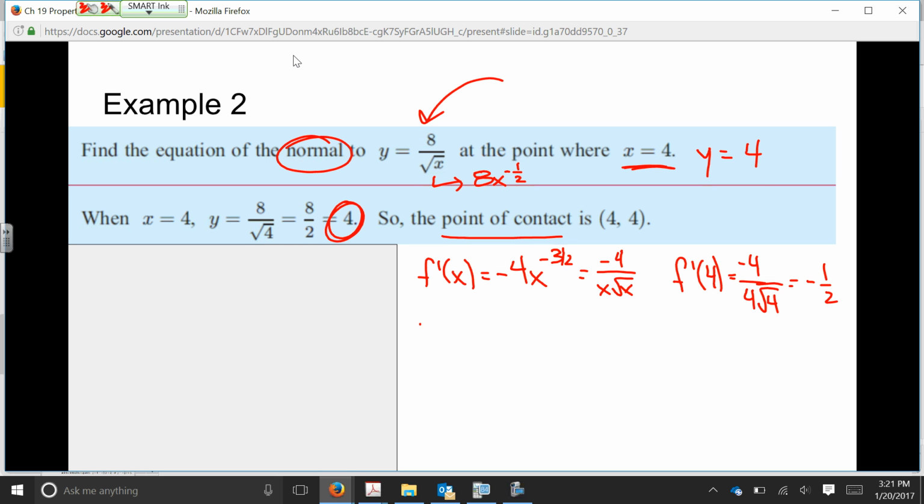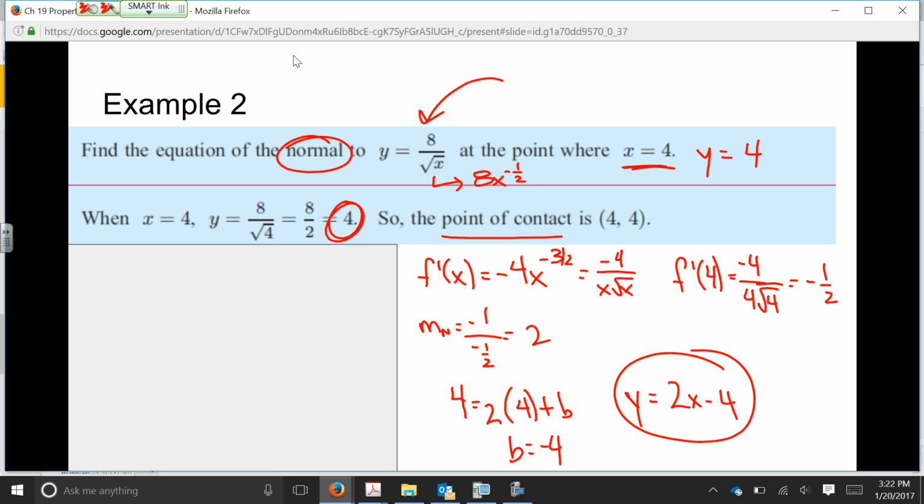If I'm looking for the slope of the normal line, I need to do negative 1 over negative 1/2, which is just going to be 2. All right? So I have a slope. Now I need a y-intercept. So I take my y value, 4, equals the slope, 2, times the x value, 4, plus b. And b equals negative 4. So I have my slope. I have my equation. Y equals 2x minus 4.